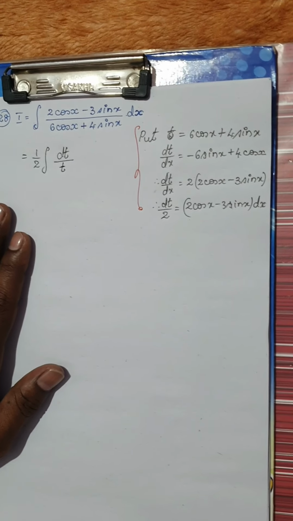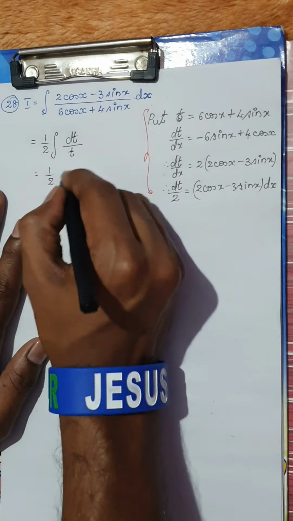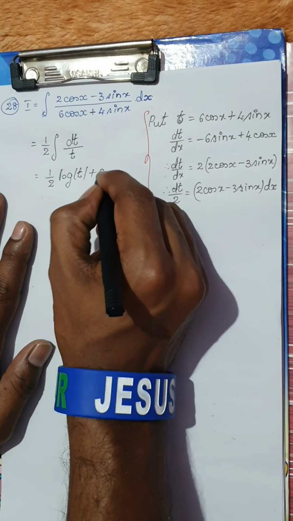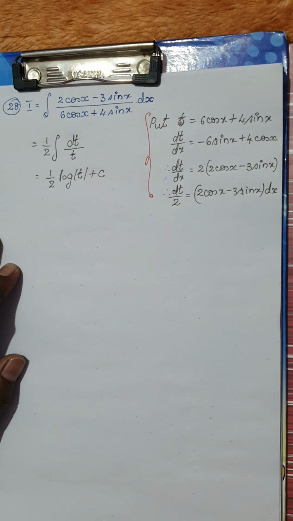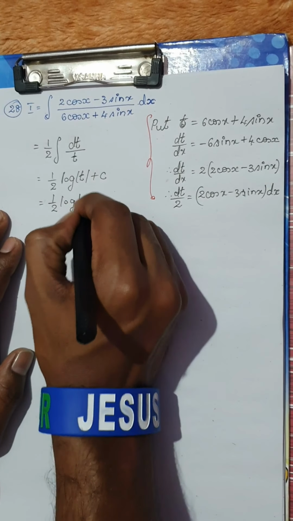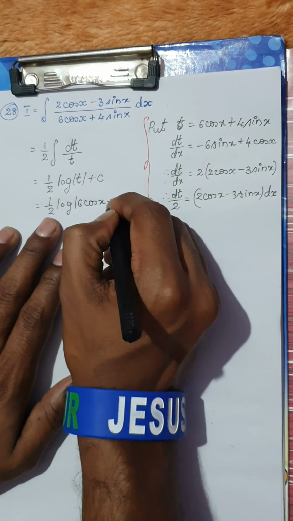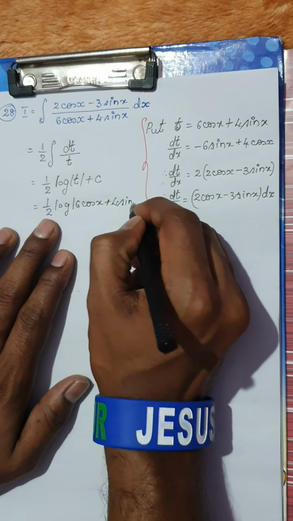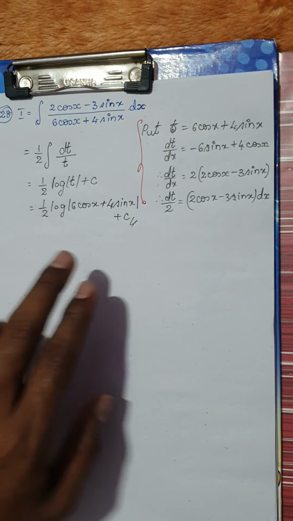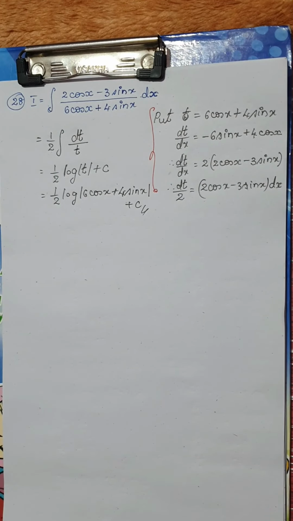So see what happens. The next part is, this is nothing but half of, what is dt by t? We had many questions like this. Integral of dt by t is log of mod t plus the constant of integration. So this is nothing but half of log of mod, replace back for t, t is 6 cos x plus 4 sin x, in the mod, plus the constant of integration. Is it clear? It is very simple. Only thing is you have to practice these sums to get it right.